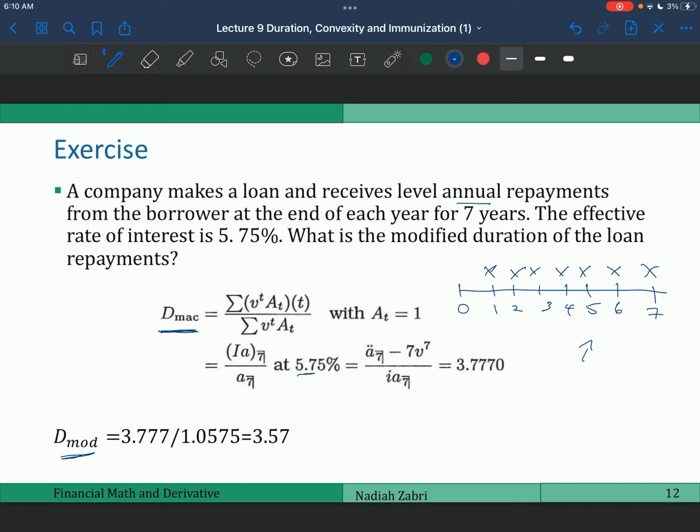For the Macaulay duration, we know this is the formula, right? Because it is a level cash flow, this X you can easily remove. Now we are left with just v to the power of t in the numerator, and the denominator is v to the power of t. If we simplify it, it becomes as follows. The numerator is the increasing annuity formula, (Ia) angle 7, and the denominator is a angle 7. Both are evaluated at 5.75%. So our Macaulay duration is 3.770. Once we know our Macaulay duration, we just do D_mac times v, which gives the modified duration. So we get 3.57.